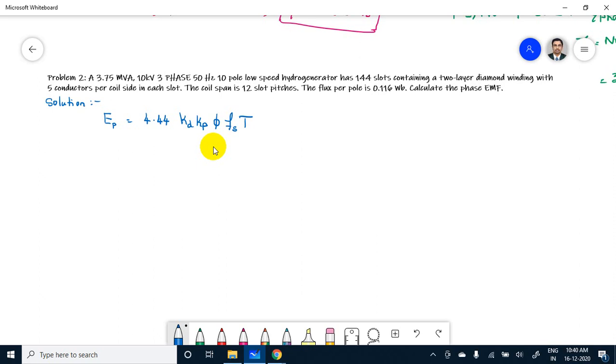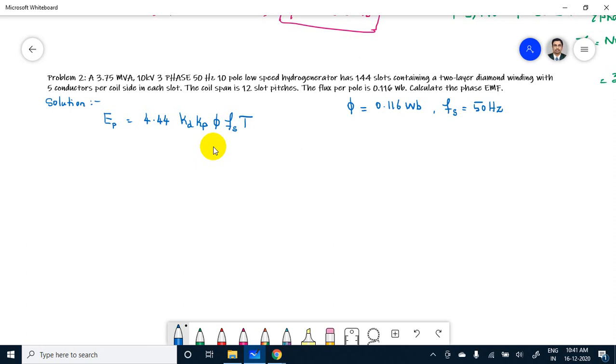Now, as per your question, you see the parameters. Flux value is available. What is flux? Phi equal to 0.116 Weber. Flux is available. Then frequency, Fs equal to 50 Hertz. It's given. Now you have to calculate Kd, Kp, number of turns T.